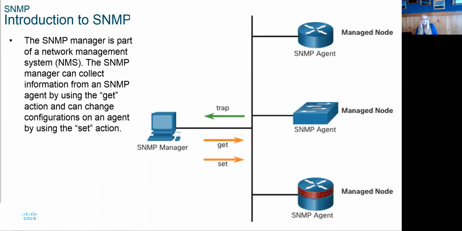SNMP agents can forward information directly to the manager by using traps. The SNMP agent and the MIB reside on the SNMP client devices. The MIBs store data about the device and operational statistics, and they're meant to be available to authenticated remote users. The SNMP agent is responsible for providing access to the local MIB.